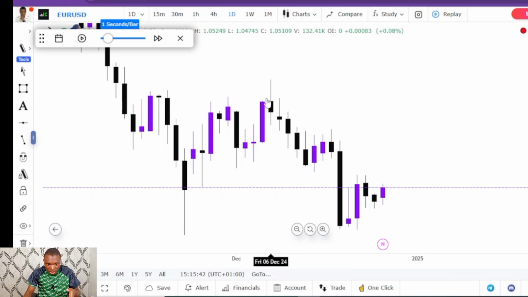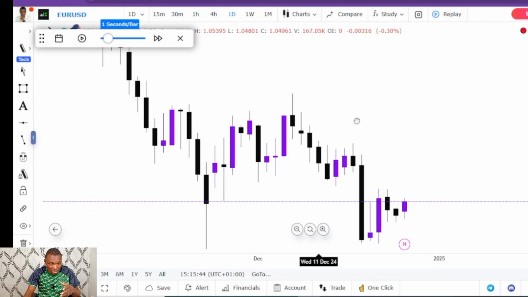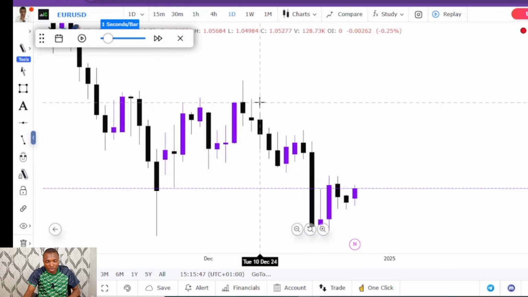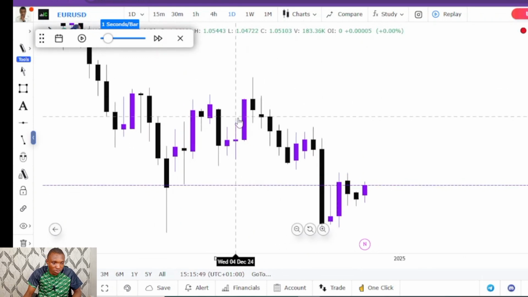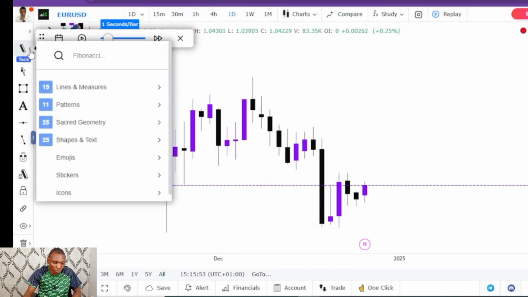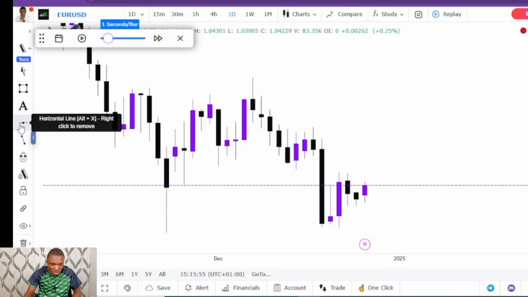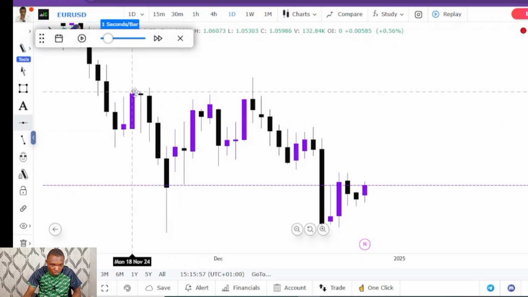So, for instance, this is a daily time frame, right? When you look at this, what do you see? This is obviously a choppy market, right? Okay, let me just show you with this. You can see it here.